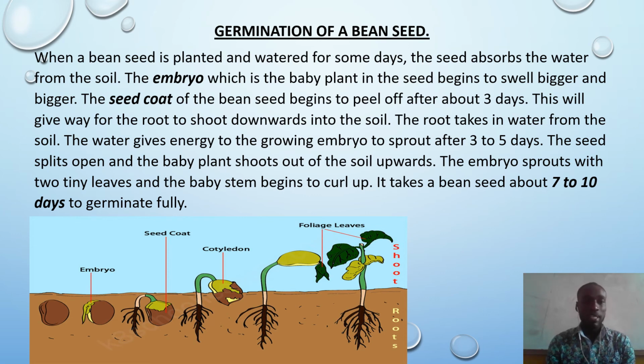So in the picture there you have a bean seed and then the process of germination occurring there. So we first have the seed and then the embryo and then the seed coat peeling off for the cotyledon to sprout out or to come up, and then you have the leaves as well, so that makes up the bean plant.